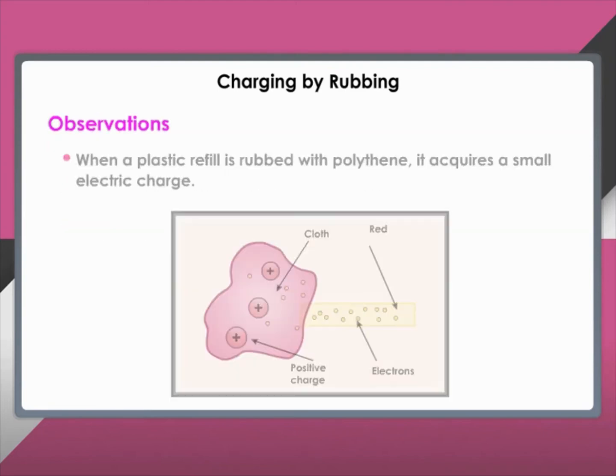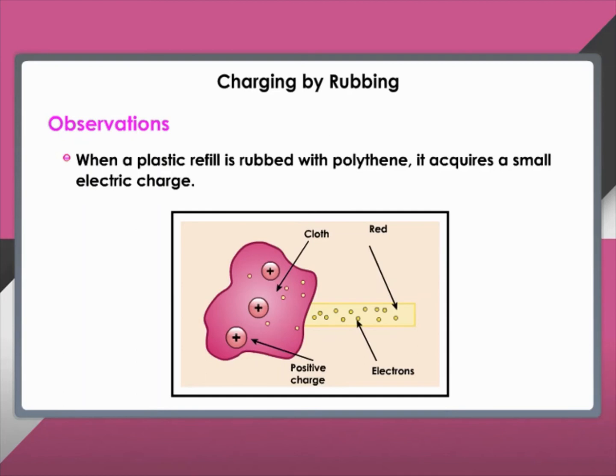We can observe that when a plastic refill is rubbed with polythene, it acquires a small electric charge. Similarly, when a plastic comb is rubbed with dry hair, it acquires a small charge. These objects are called charged objects. In the process of charging the refill and the plastic comb, polythene and hair also get charged.